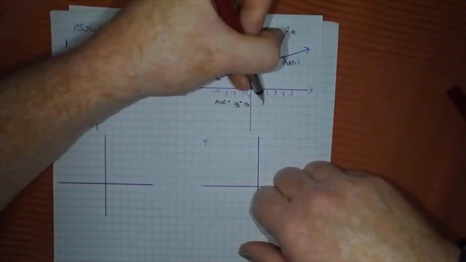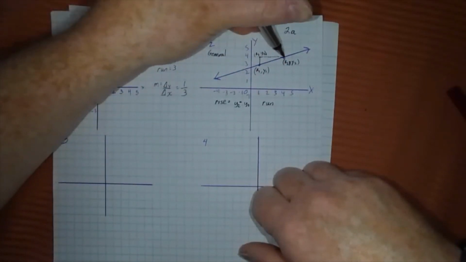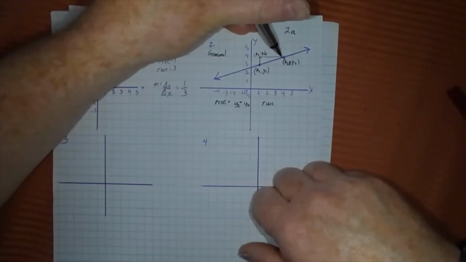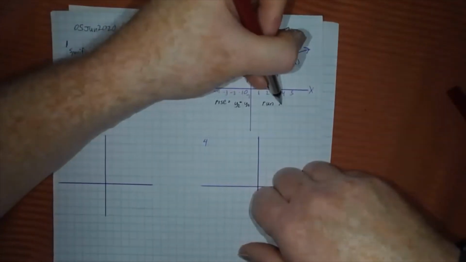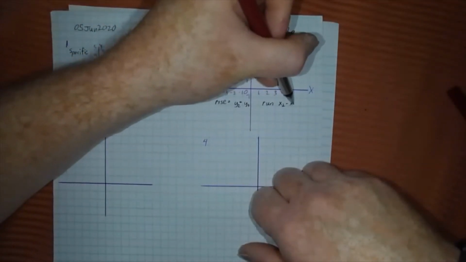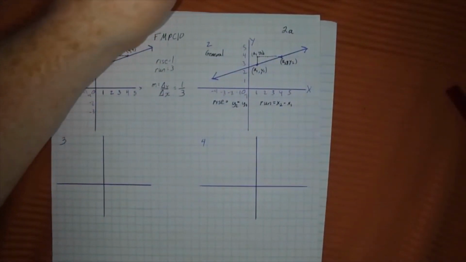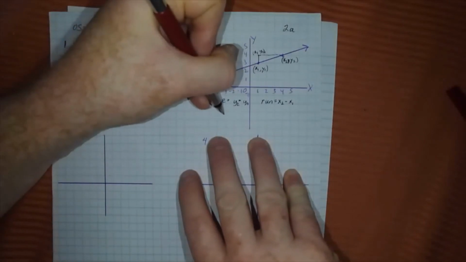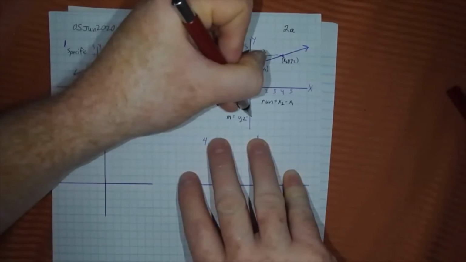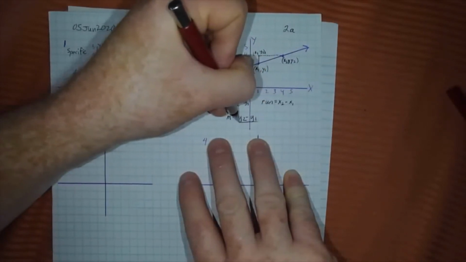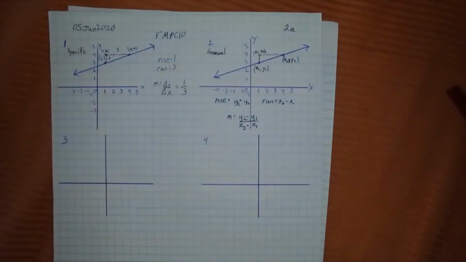What about my run? Well, my run is going to be from here, x1, all the way over here to x2. I'm following the same line. I'm going straight across, and I would have to go from x2 to x1. x2 minus x1 is the difference of my run. So for a slope, I get m equals y2 minus y1 divided by x2 minus x1.